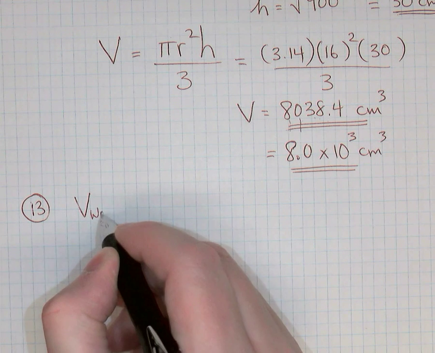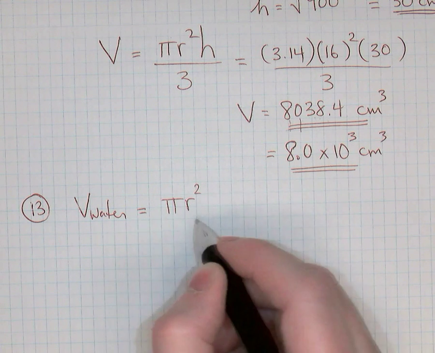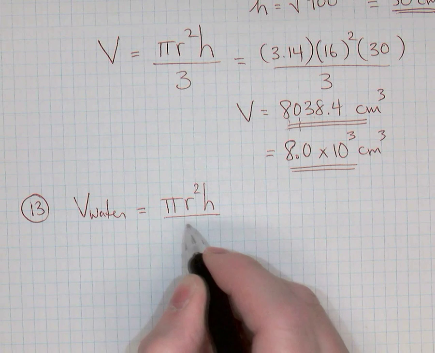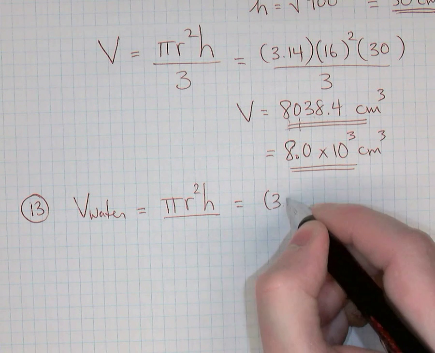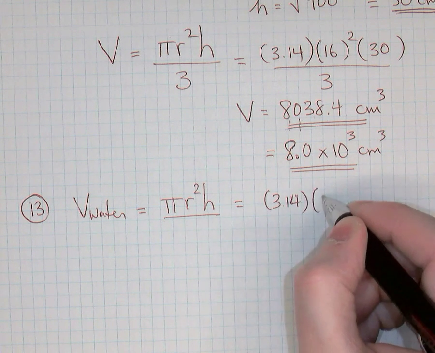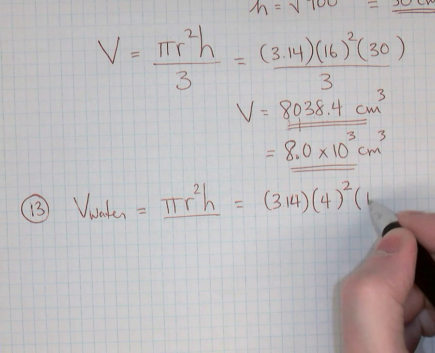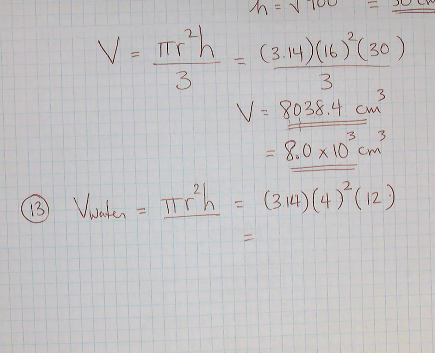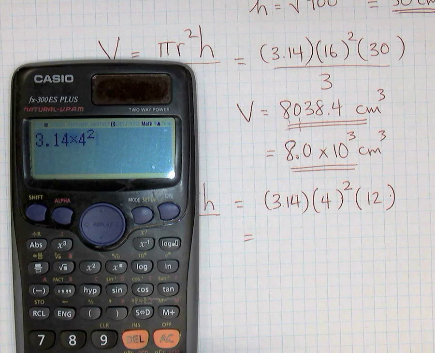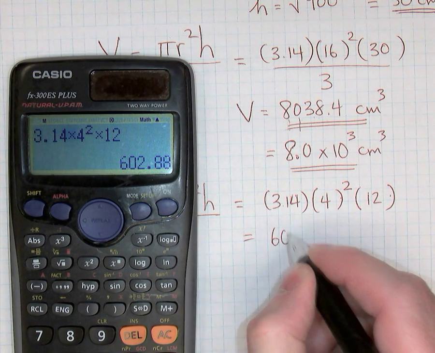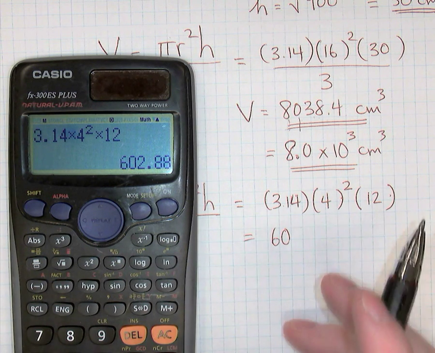So the volume of the water will equal, it was a cylinder, so pi r squared, the area of the base, times the height. It's a cylinder, we don't divide, it's just pi r squared h, equals 3.14 times 4 centimeters squared times the height of the water, which was 12 centimeters. So grabbing a calculator, pi times 4 squared times 12, 602.88. I'm not going to worry about significant digits hugely until the end of the question.